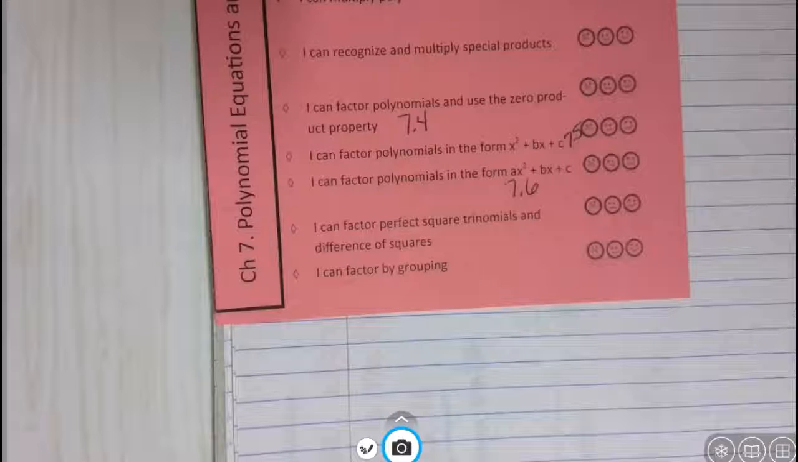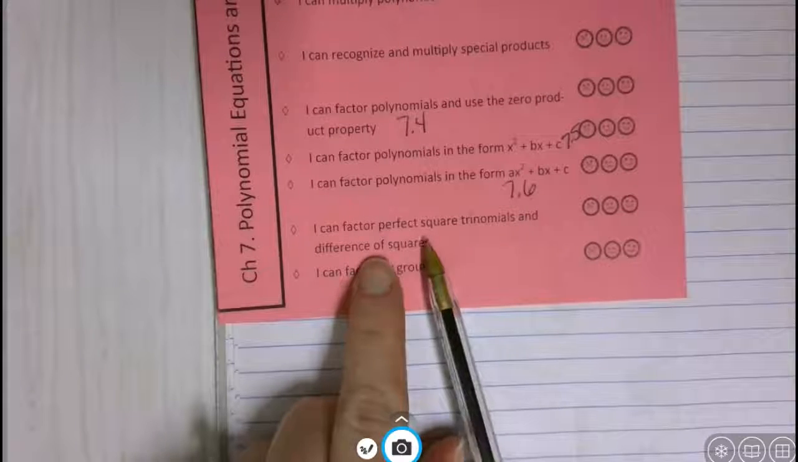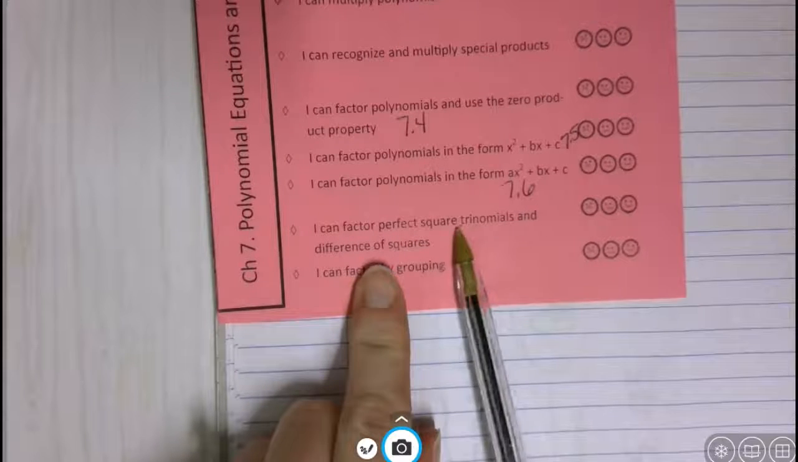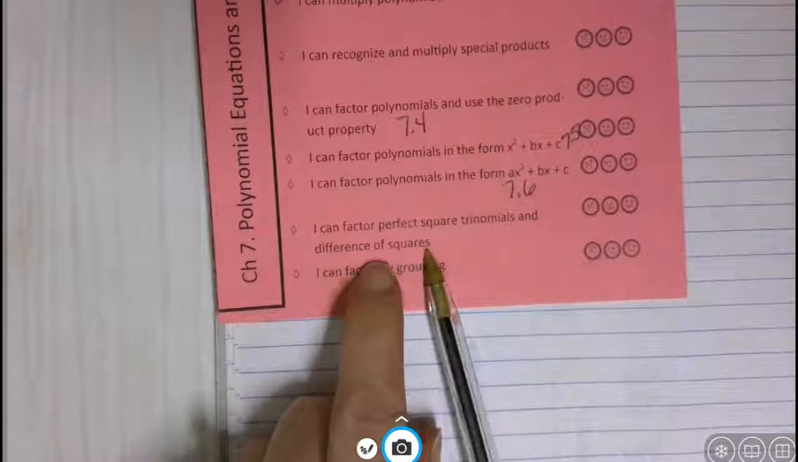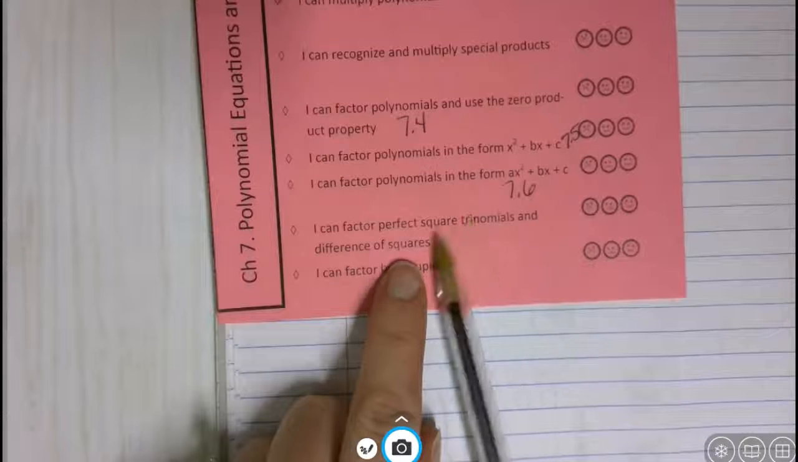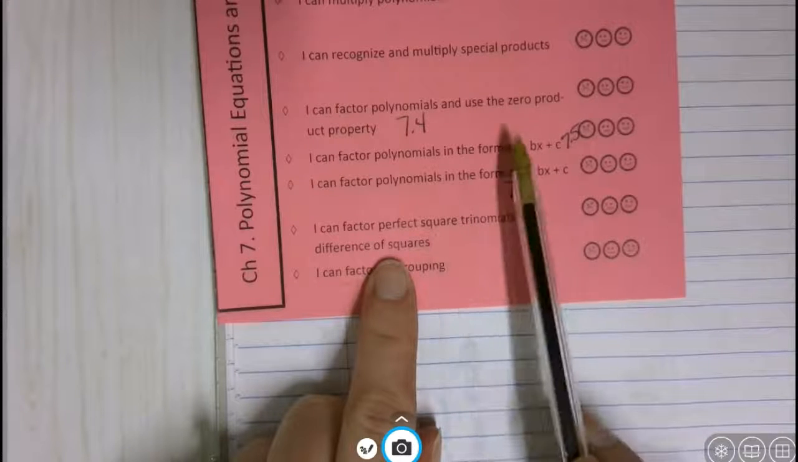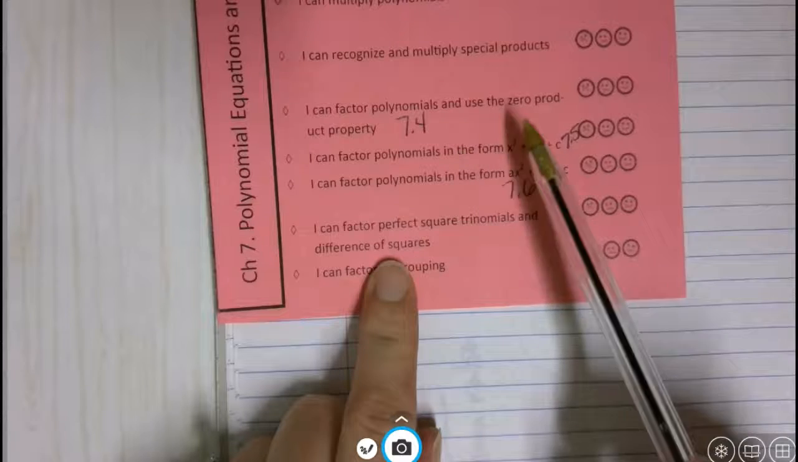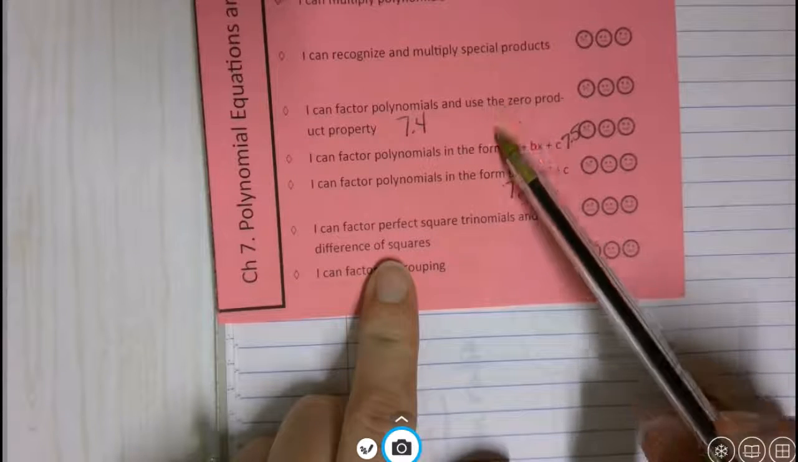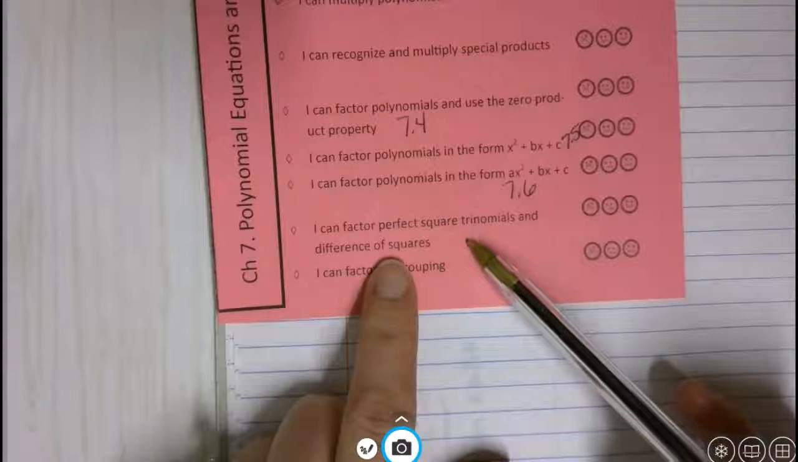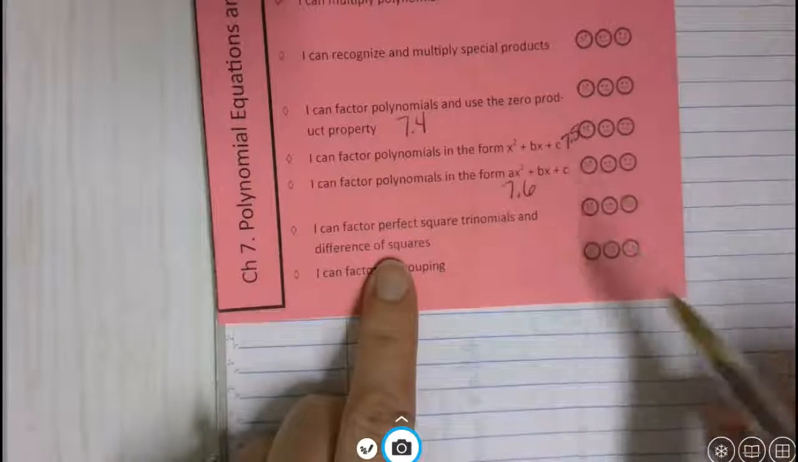All right, here we're looking at section 7.7 notes. And again, we've got one learning target today: I can factor perfect square trinomials and the difference of squares. These are just two different patterns of factoring. So we've looked in 3 sections about how to factor different polynomials. Okay, this is just some special ones that we need to be able to factor as well.